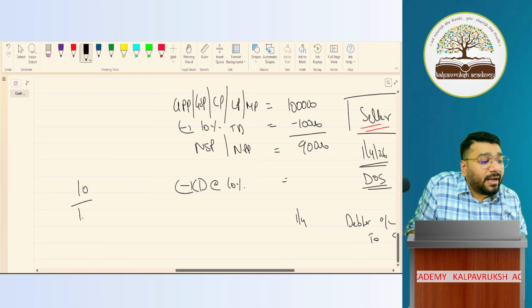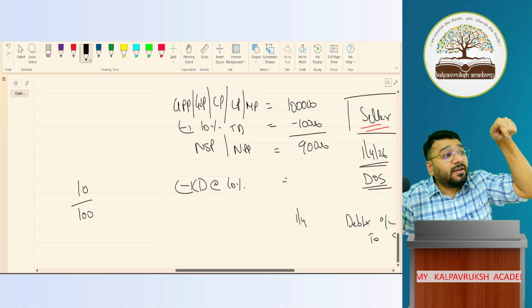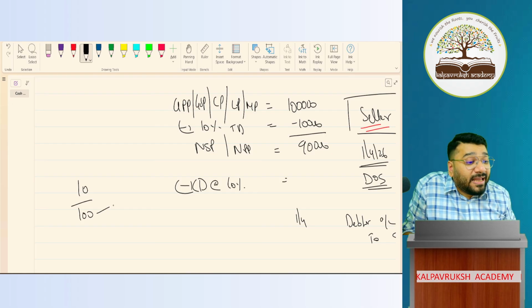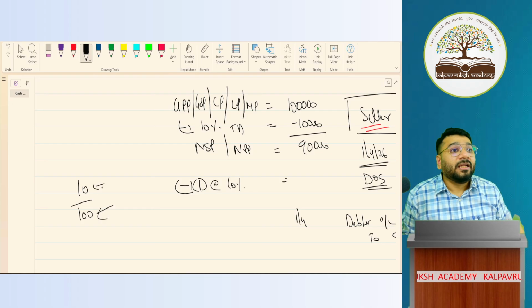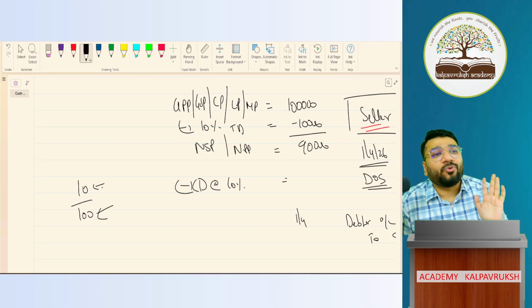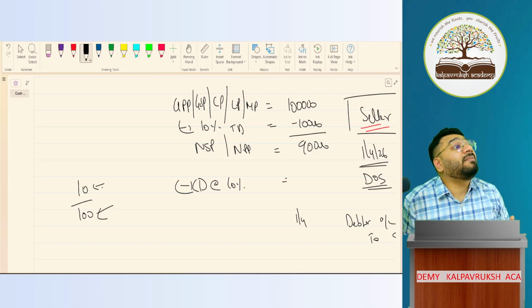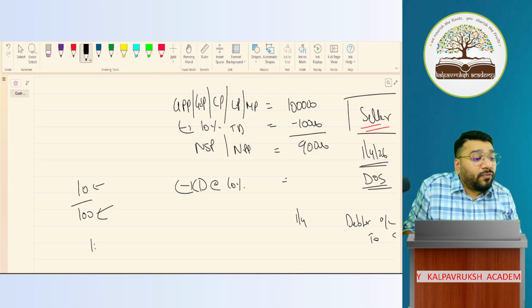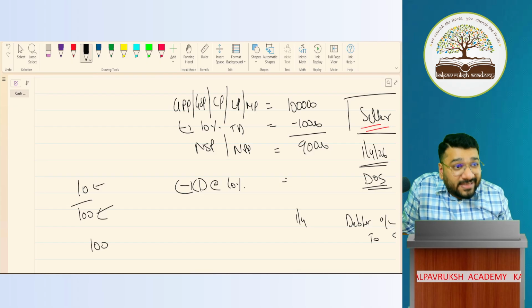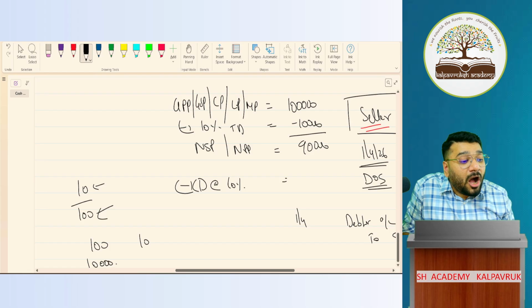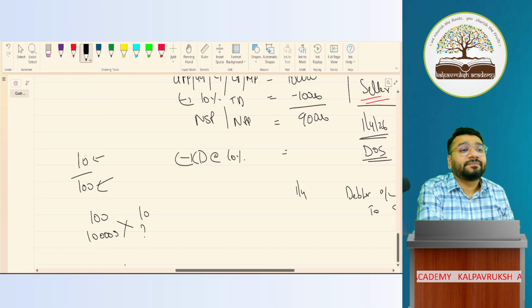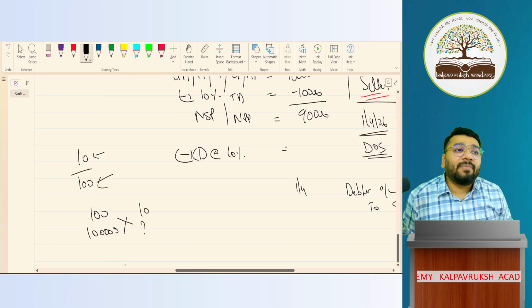10% means 10 by 100. Cash discount is given for the collection of money. So for every 100 rupees of the money that is collected, how much discount will I give? 10. If you pay 100 rupees now, you get 10 rupees discount. That is what is meant by 10% cash discount. So for every 100 rupees that I receive, how much discount should I offer? 10. If I receive 1 lakh rupees, how much discount should I offer? Cross multiply: 1 lakh into 10 by 100, which is 10,000.